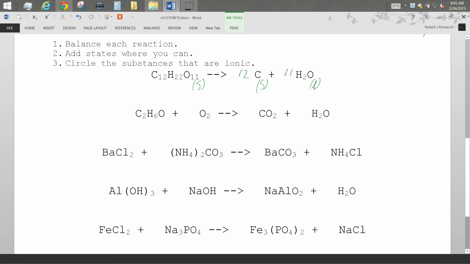Do I circle anything up here? Nope, no circle for the first one. All right, how about the second one? What do you want to do for balancing? If I put a 2 in front of the carbon dioxide, I get 2 carbons. If I put a 3 in front of the water molecule, I've balanced out my hydrogens. And on the right-hand side, I have 7 water molecules. On the left-hand side, I have 3. So if I put a 3 right here, then I'm balanced out.